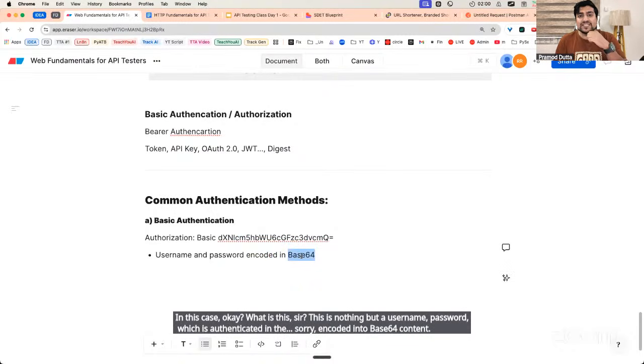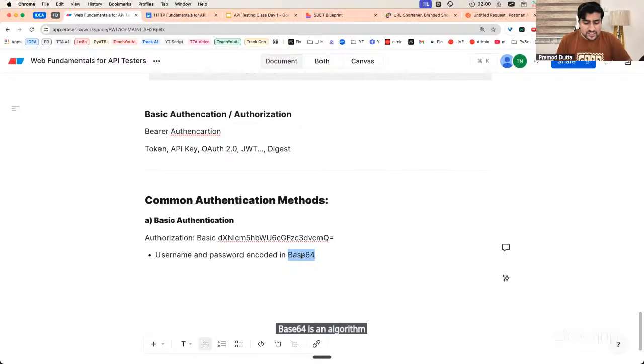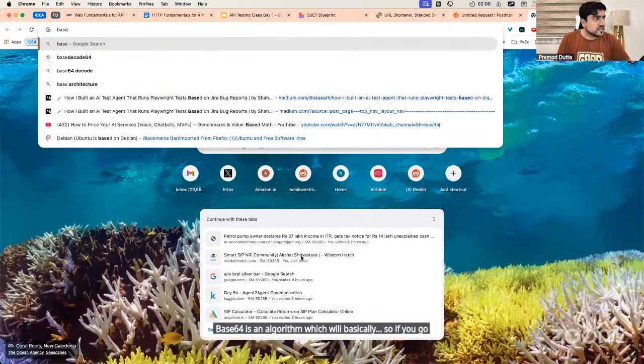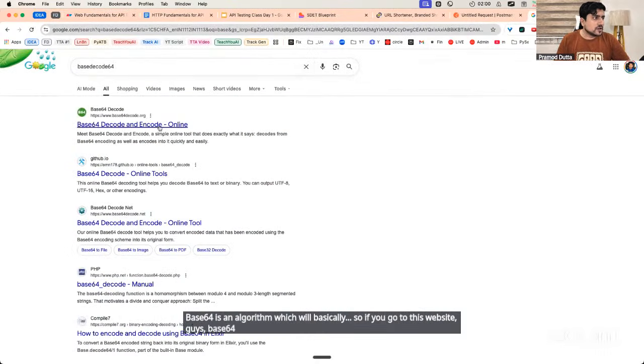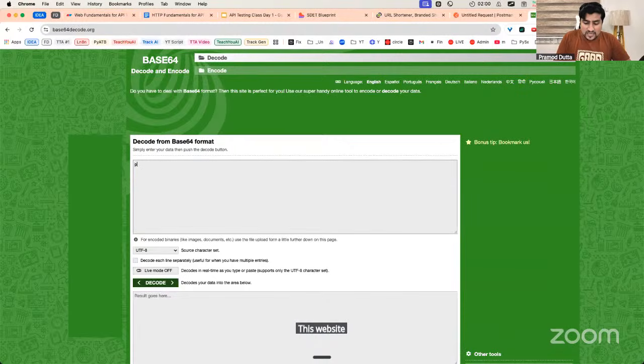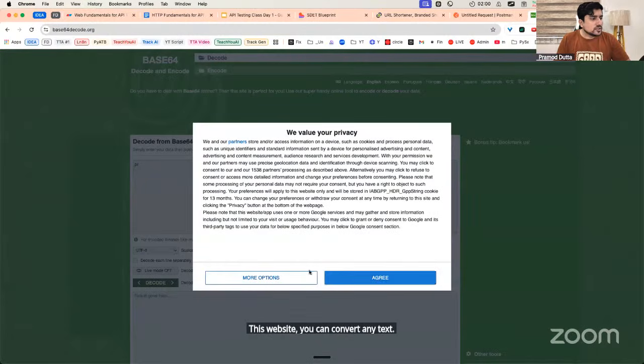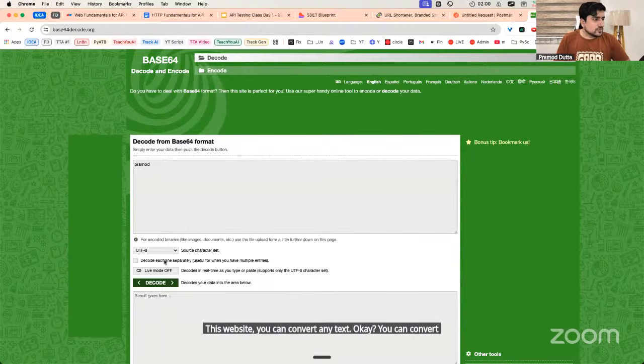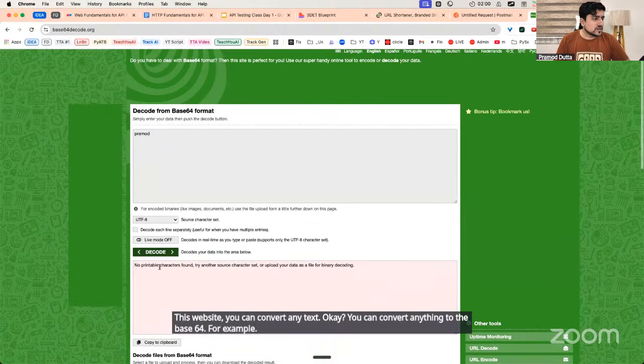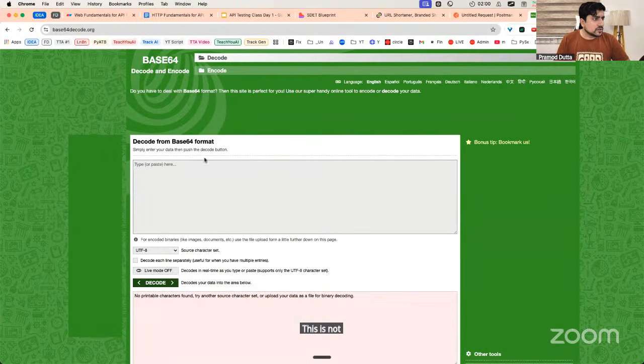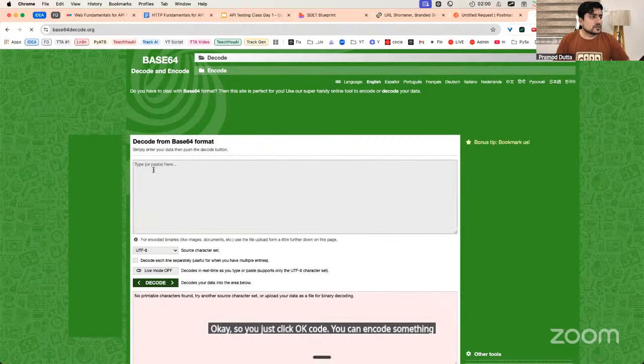Base 64 is an algorithm. If you go to this website, guys, base 64 encode and decode, you can convert any text. You can convert anything to base 64. For example, Pramod is converted into this. Let's suppose this is not decode, we need to go for encode first. So you just click encode. You can encode something.